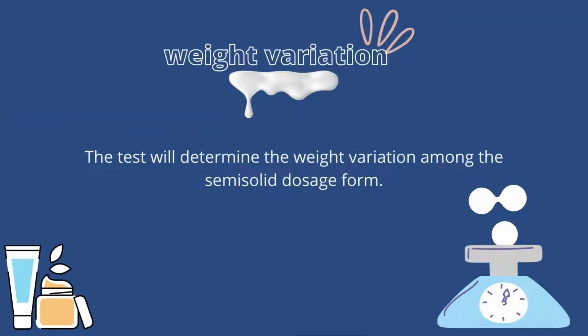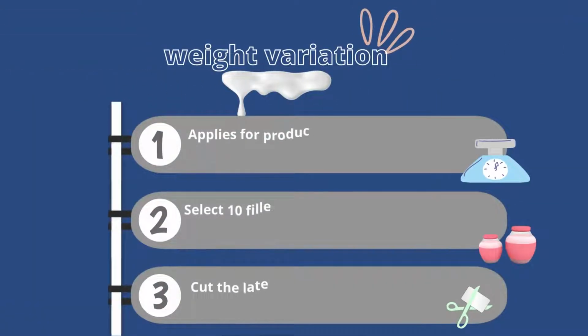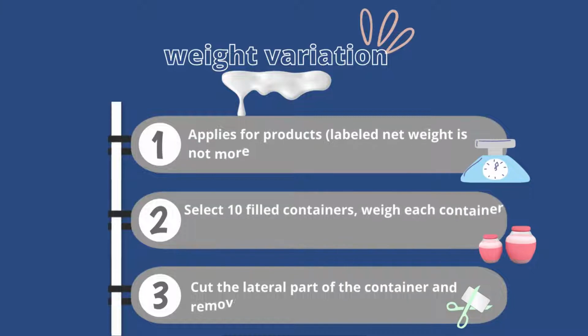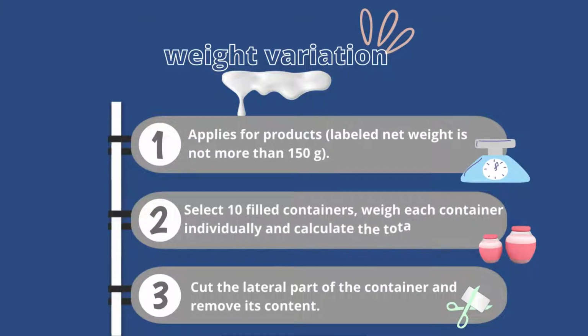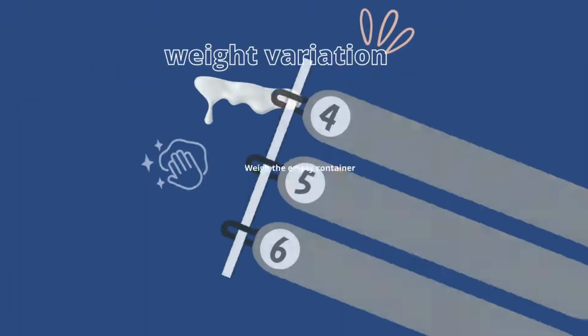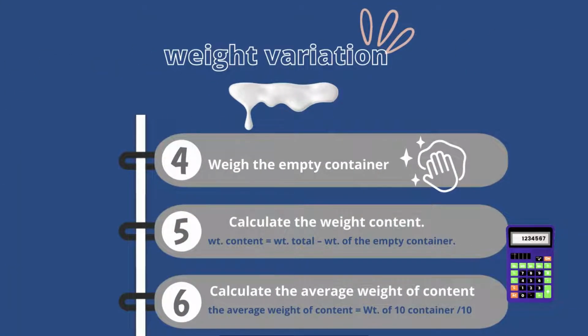Weight variation. The test will determine the weight variation among the semisolid dosage forms. The procedure applies to products in which the labeled net weight is not more than 150 grams. Select filled containers, remove their labels, then clean and weigh each container individually and calculate the total weight. Cut the lateral part of the container and remove its content, then clean the container and dry it to weigh the empty container. After that, calculate the weight of the content.